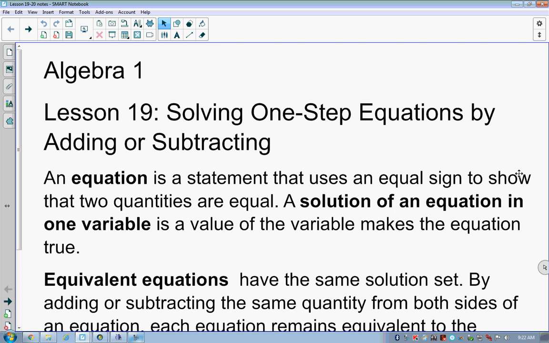Okay? A solution of an equation in one variable is a value of the variable that makes that equation true. Okay? So 2x equals 4, right? The solution to that equation is x equals 2 because 2 times 2 equals 4. It makes the equation true. Does that make sense? That's just a simple one variable equation.